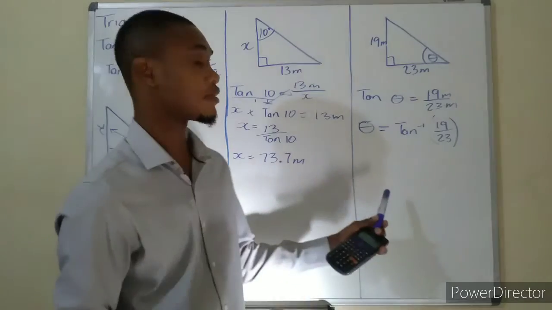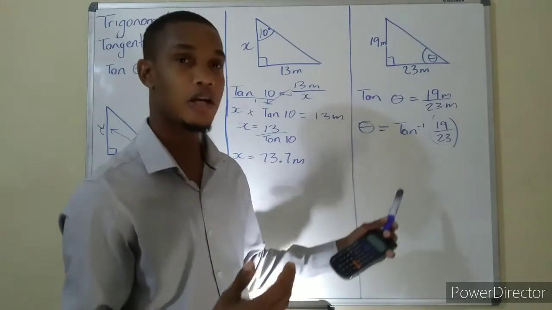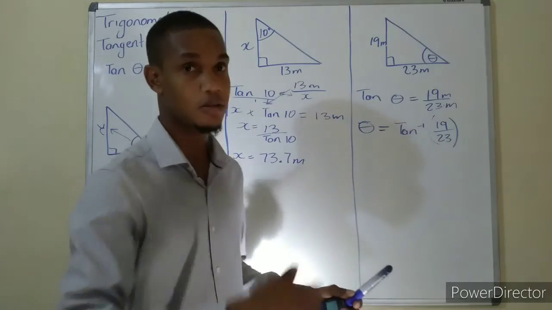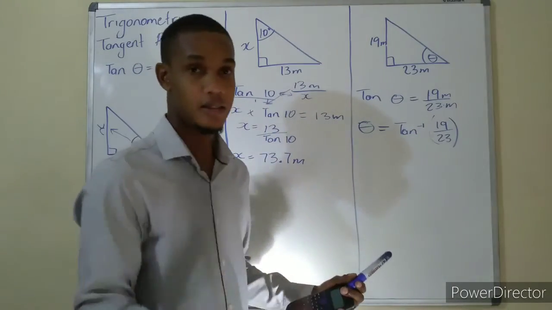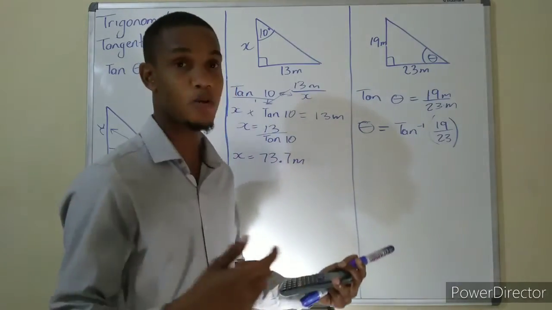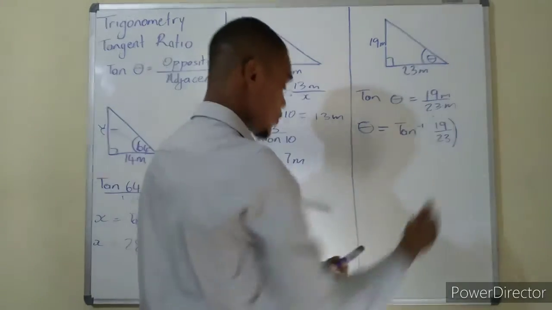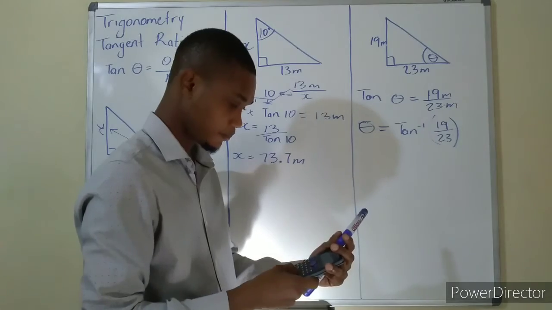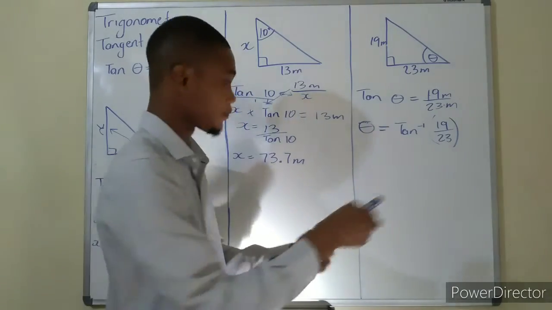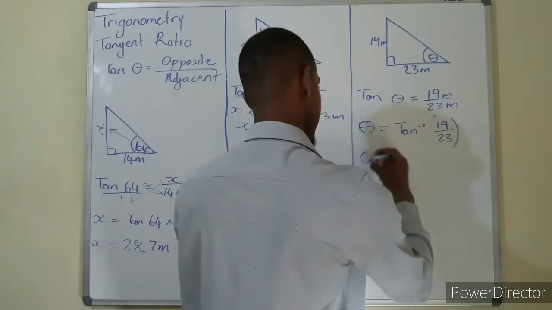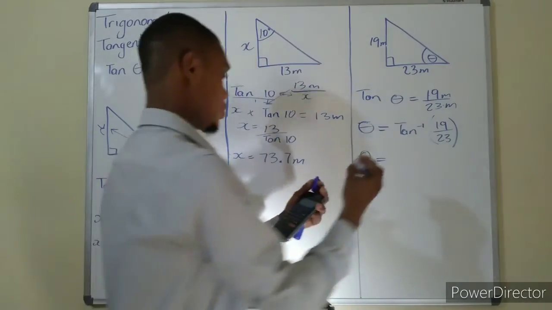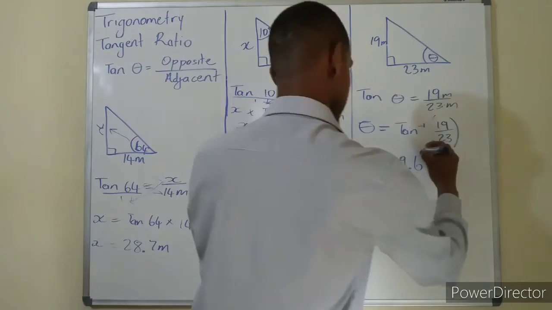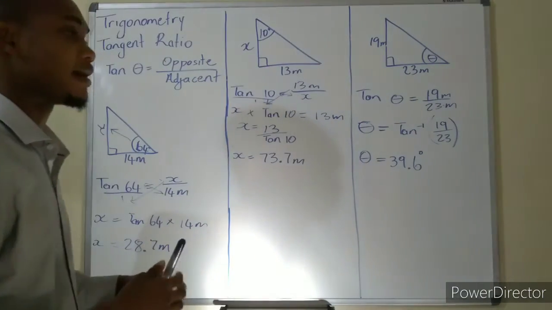So then you put in tan inverse. If it's not written out clearly on your calculator, you can just press shift, then press the key that has the word tan on it, and then put in the values. So that's 19 over 23, equals. And in our case, the angle value would be equal to 39.6 degrees. And that's your answer.